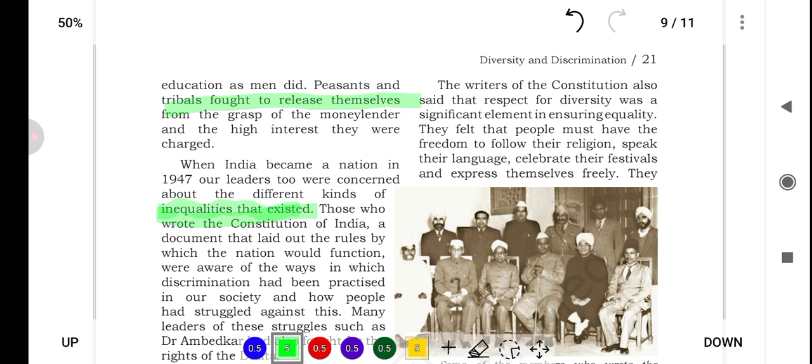Those who wrote the Constitution of India, a document that laid out the rules by which the nation would function. These were the members of the Constitutional Assembly. You can see a few of them around here. They were aware of the ways in which discrimination has been practiced in our society and how people had struggled against this.